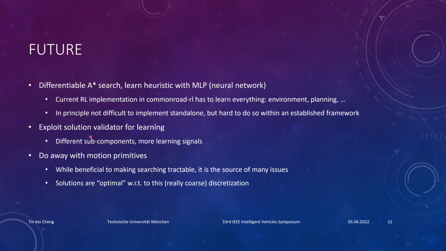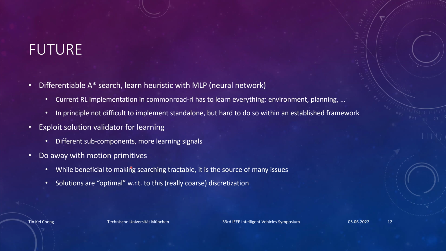And also, we have a solution checker, and this solution checker is basically the combination of many Boolean tests. So it tests for trajectory feasibility, it tests for collisions and so on. And for each of them you can get a learning signal from the deep learning, not only at the end of the simulation, but at intermediate steps. You can already get some learning signals from these validation functions.